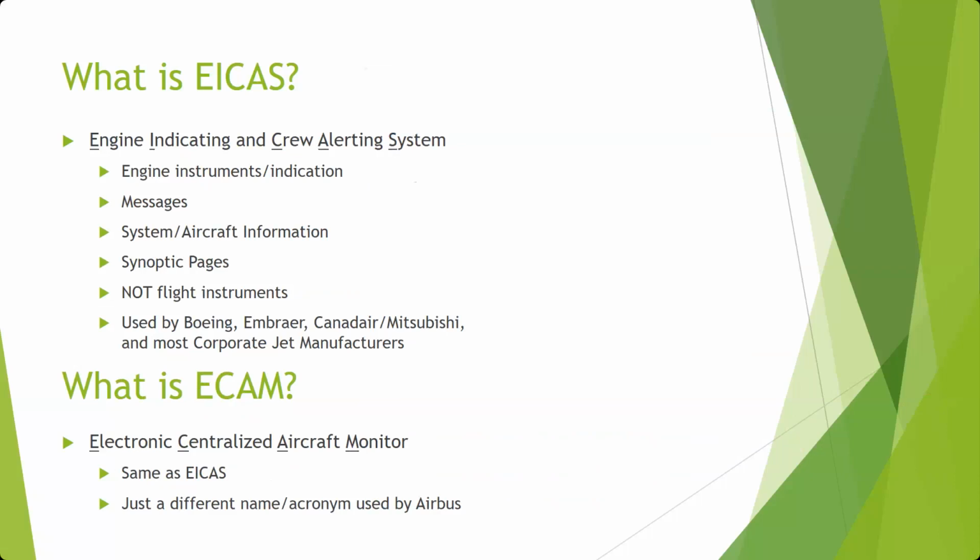This is what you've been playing with in the simulator, that 747 simulator, where you can pull up the various pages. These, however, are not your flight instruments. Again, they're not going to be on the screens directly in front of the crew. They're going to be between the two crew members. And used by, you'll see these on Boeing, Embraer, Canadair/Mitsubishi, and many corporate jets. Okay, they'll call it an ICAS system.